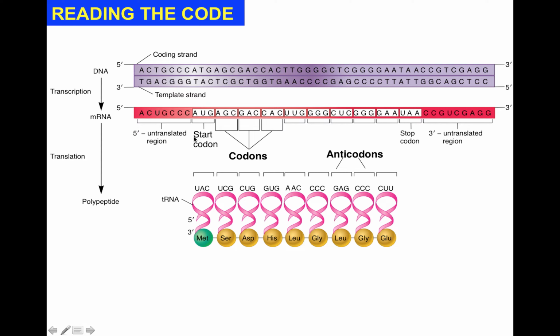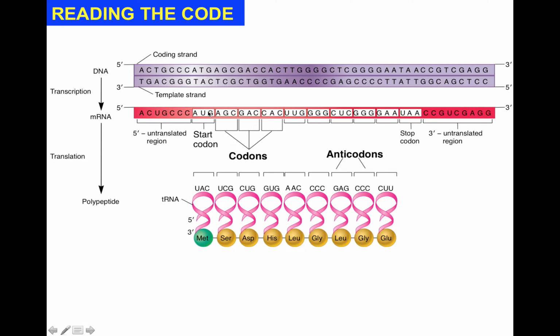We begin with a start codon that is always AUG. All proteins begin with the start codon AUG. This codon, the triplet codon AUG, encodes the amino acid methionine.